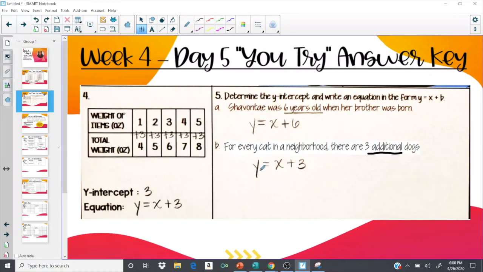So to write that in equation form, you substitute your y-intercept, which was 3. You're going to substitute that in for b. So where it would say y is equal to x plus b, it now says y is equal to x plus 3.